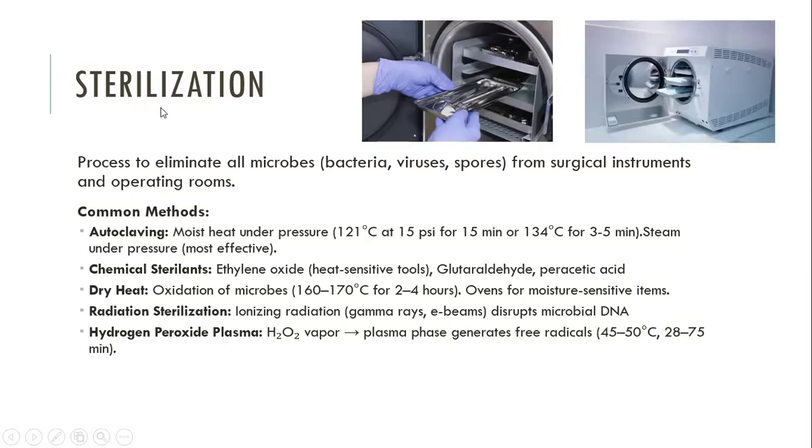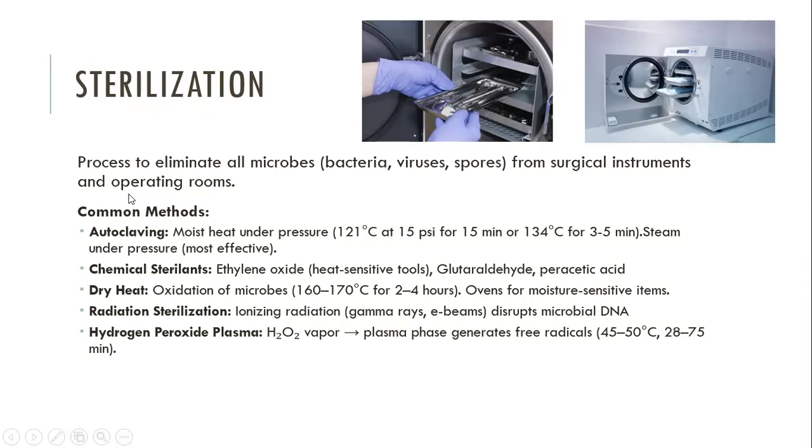So, lastly, we come to the most important part of this, that is sterilization. Sterilization is basically a process to eliminate all microbes. It removes bacteria, viruses, and most importantly, spores. In normal practice, we see spores are not removed with some kinds of aseptic techniques, but sterilization is the process that removes spores from surgical instruments in operating rooms.